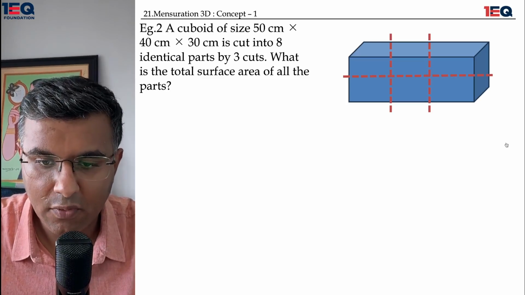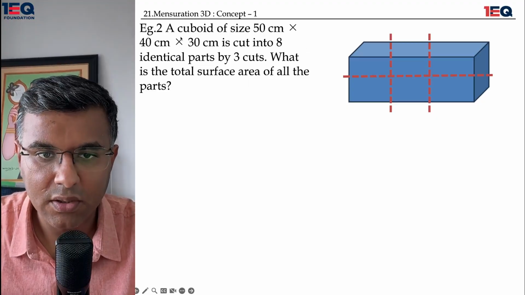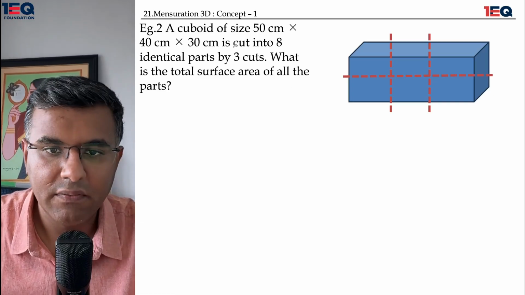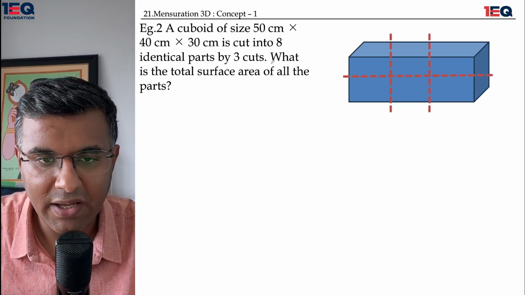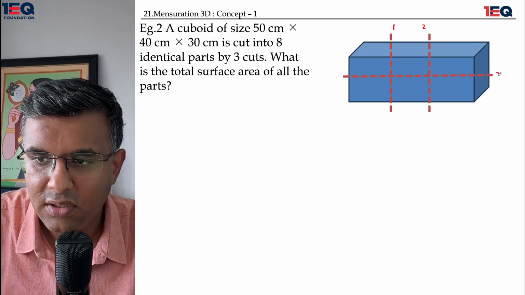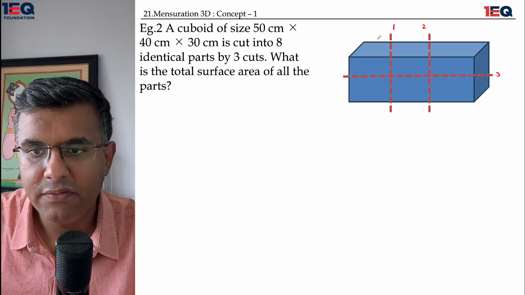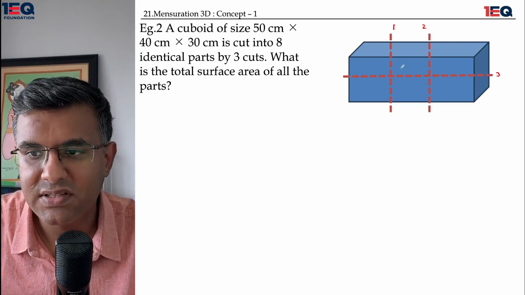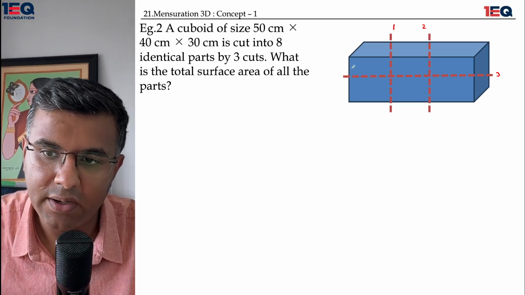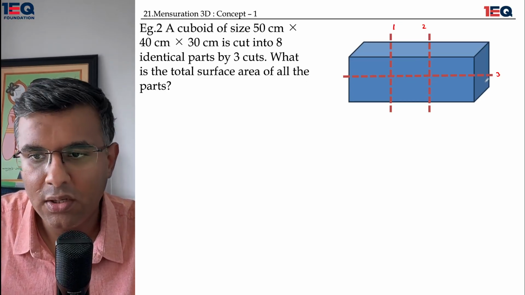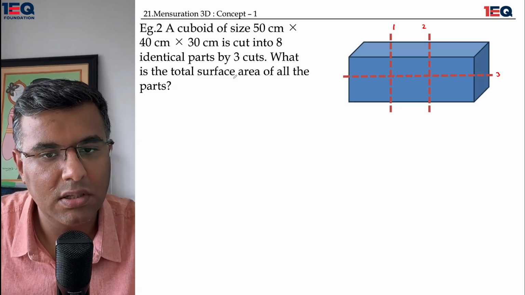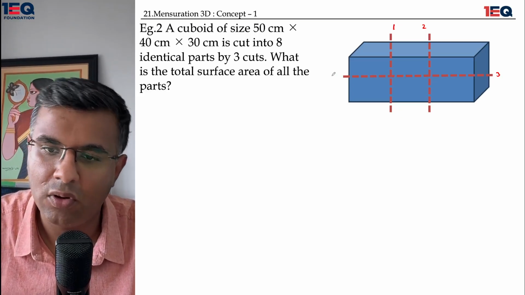So moving forward, we have another question here. There's a cuboid of size 50 cross 40 cross 30, which is cut into 8 identical parts by using 3 cuts. So this is the first cut here, this is the second cut here, and this is the third cut here. This is the only way in which all the parts would become identical. Okay, 2 vertically and 1 horizontally. So what is the total surface area of all the parts?